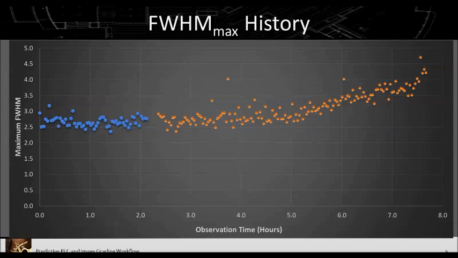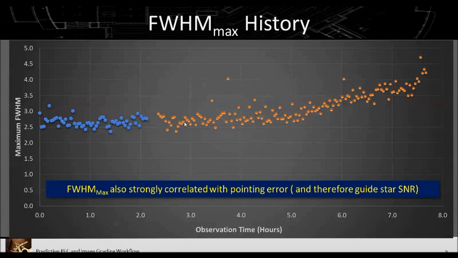But this image here is telling me that full width half maximum is strongly correlated with pointing error, something we've talked about before. Therefore, particularly with the help of the new predictive PEC algorithm, we are now much more correlated with guide star signal to noise ratio. All things that we have a certain amount of control over when we do our imaging.